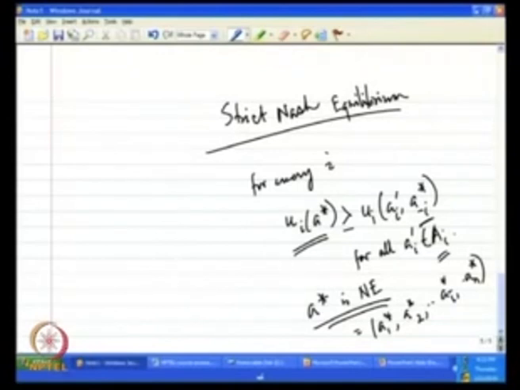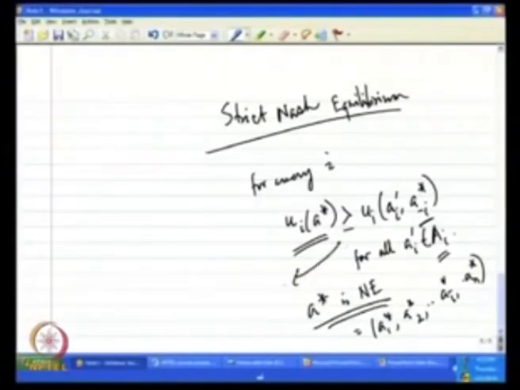He can be doing as good as he was doing by playing the Nash equilibrium action. He can be doing worse by playing the other actions, but he cannot be better off. So that is the definition.